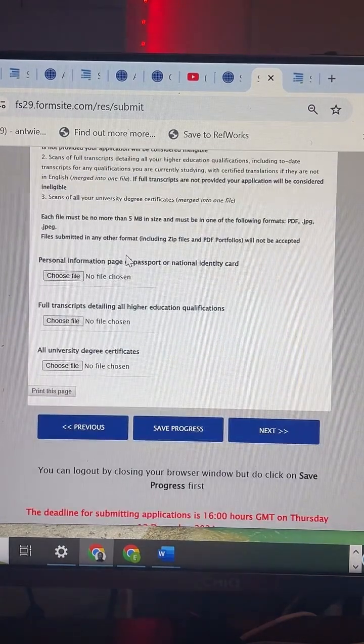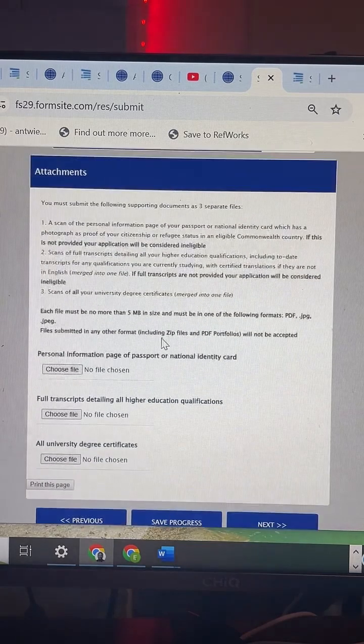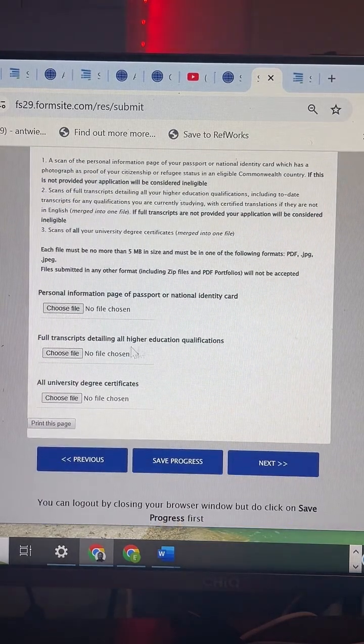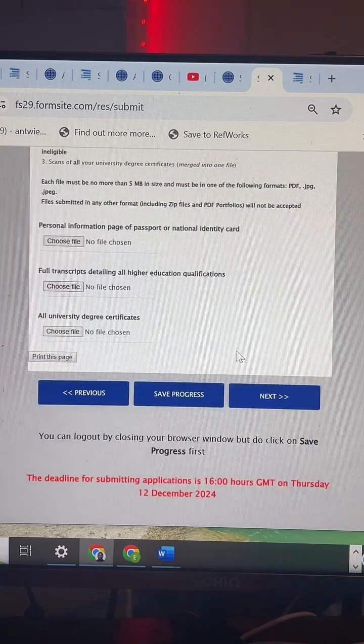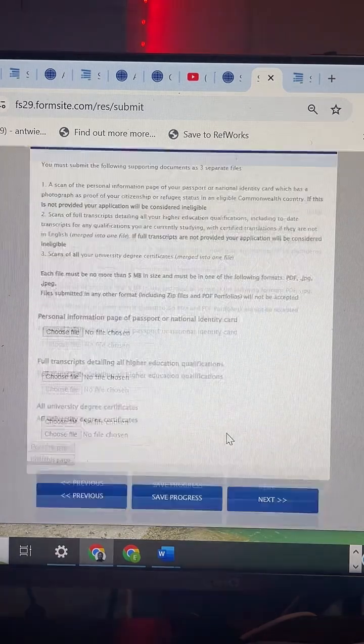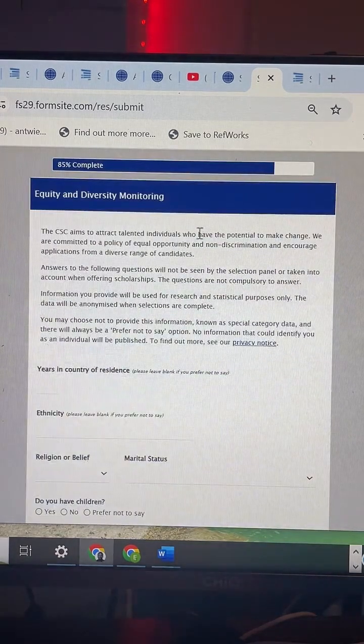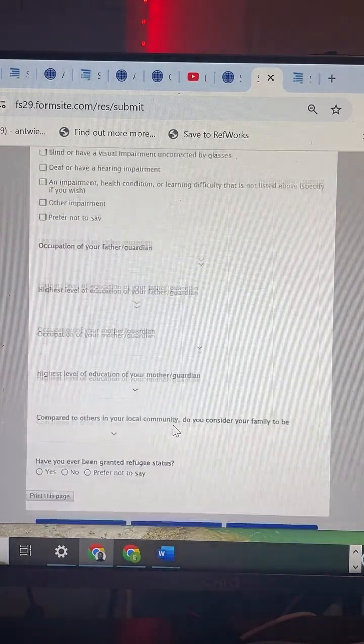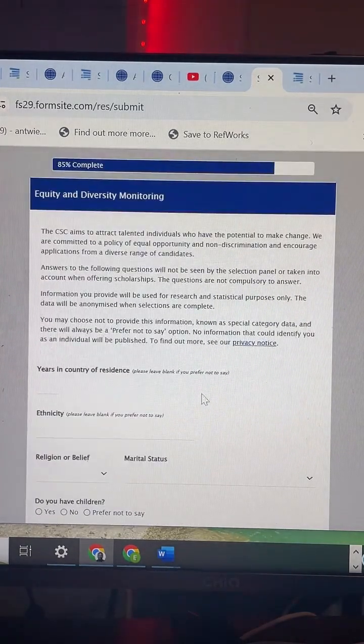And so this will be the last one about the essays. Yes, so this option will ask you to just upload your passport, and then your higher education qualifications, and then all the university degree certifications or the certificates that you do have. So the rest is just completing some biographical data.